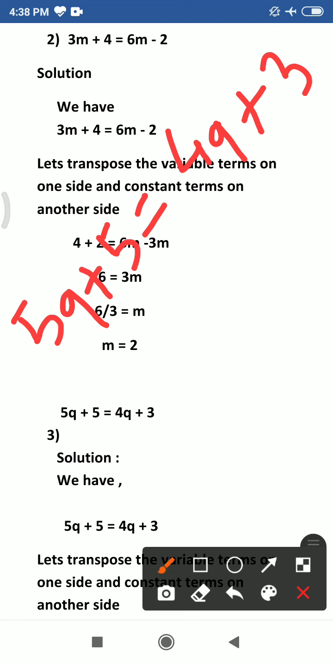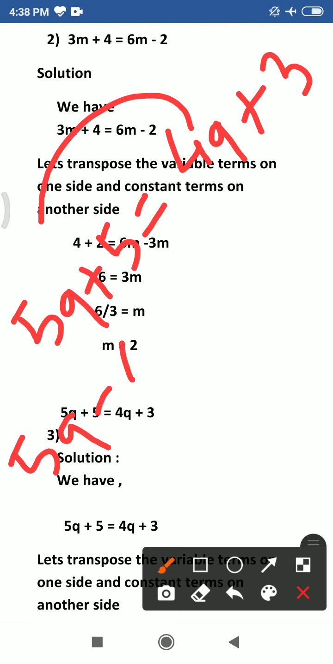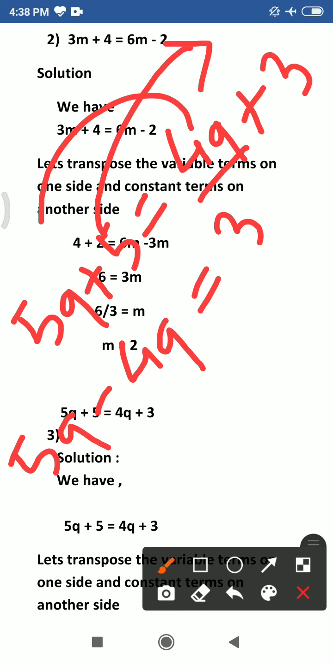Let's collect the variable terms on one side. So 5q is already on this side, so I will transpose this 4q to this side. Addition will become subtraction, that is minus 4q is equal to 3. I will keep it as it is, since the 4q has already left. So I will take this 5 to this side; it was in addition, so it will become subtraction.